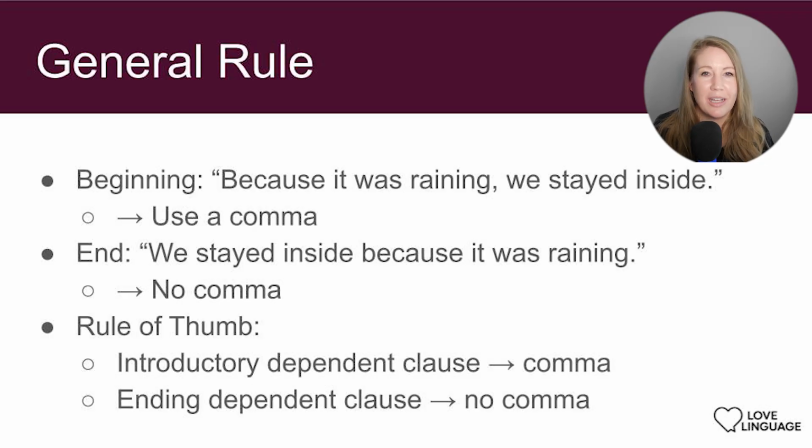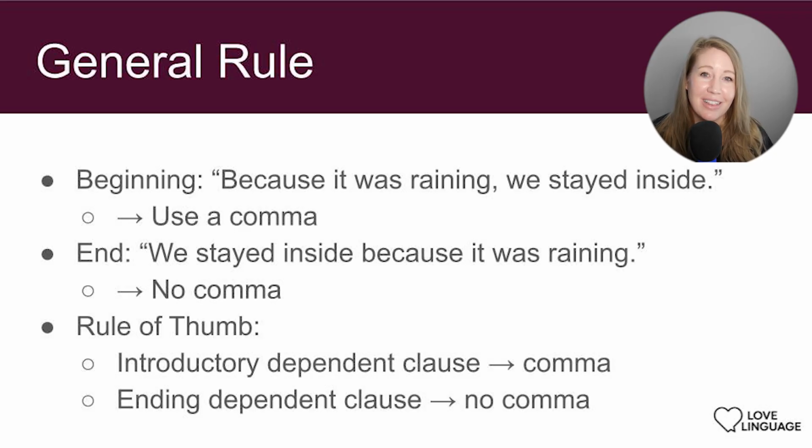Now, we just talked about relative clauses, which are a type of dependent clause, but generally for all dependent clauses, when it comes to punctuation, we want to look at placement. So there's the beginning of the sentence occurrence, right? Because it was raining, we stayed inside. Because it was raining, as we know, is a dependent clause, and we stayed inside is an independent clause. And we would use a comma after the dependent clause because it occurs at the beginning.